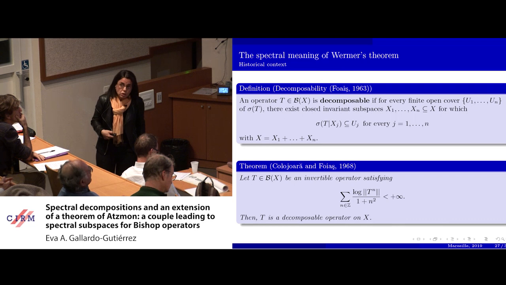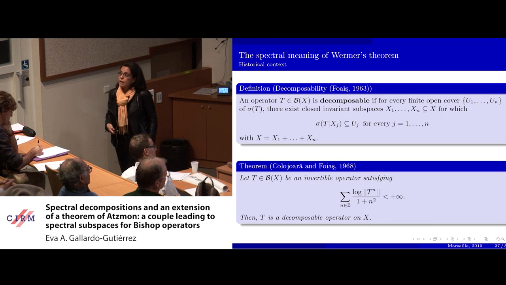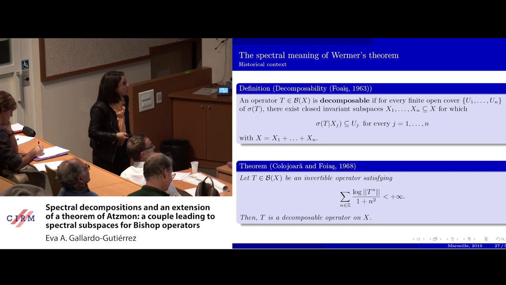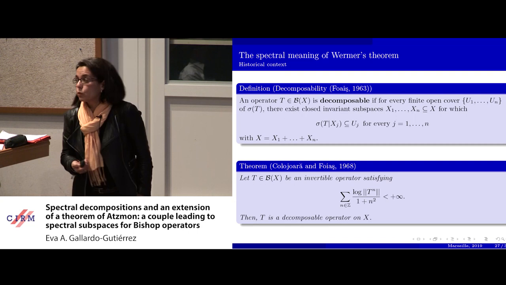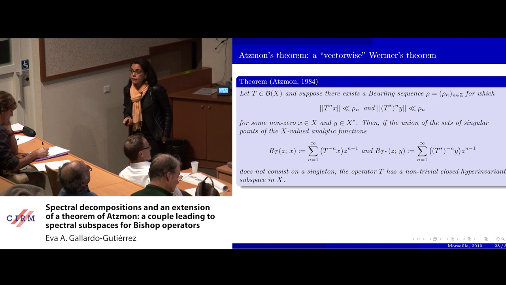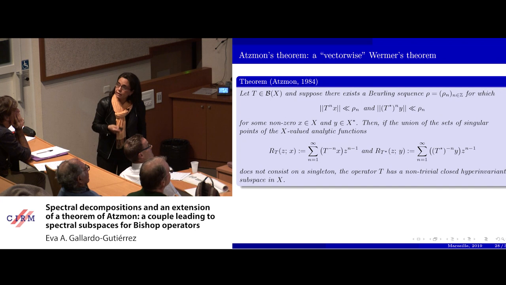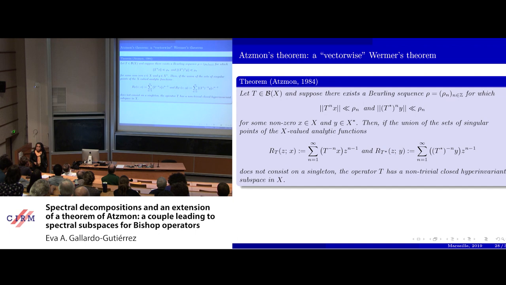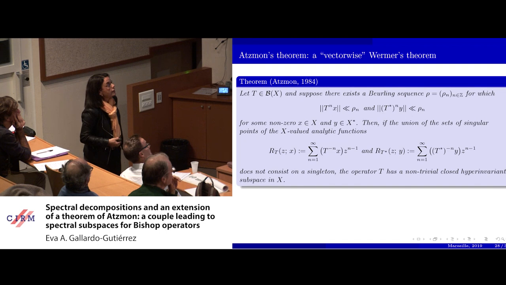It has a lot of invariant subspaces, actually infinitely many, in some sense, regarding those open covers. But what I told you is that we were using Atzmon's theorem. Atzmon's theorem can be seen as another way to state the large theorem I stated at the beginning. It's a sort of vector-wise version of Bergman's theorem. It tells you that if you have the Berlin sequences that dominate these two, then, and I'm going to tell you about this in a second, but these are the local resolvent at the point, if this is not a singleton, the operator has a non-trivial hyperinvariant subspace.